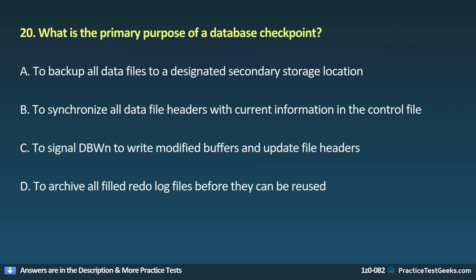20. What is the primary purpose of a database checkpoint? A. To back up all data files to a designated secondary storage location. B. To synchronize all data file headers with current information in the control file. C. To signal DBWn to write modified buffers and update file headers. D. To archive all filled redo log files before they can be reused.